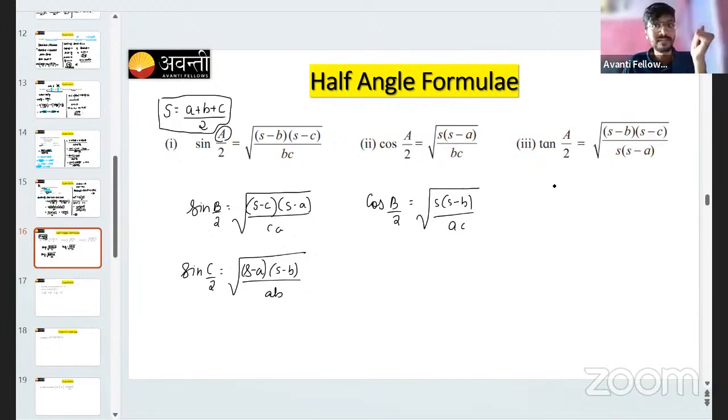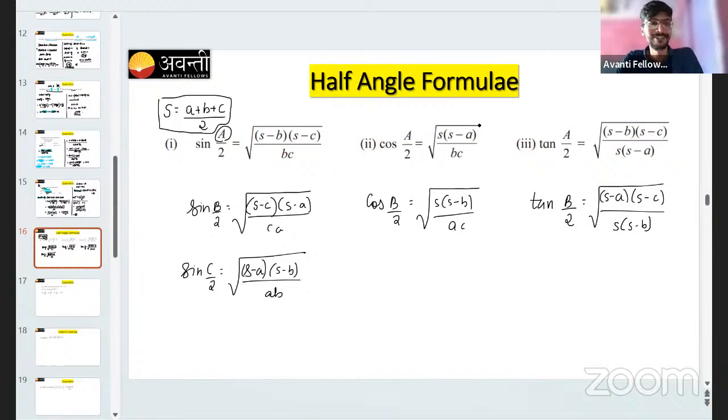And let's talk about tan A by 2. It is not necessary to remember tan A by 2, because I can get tan A by 2 by sin A by 2 upon cos A by 2. But still, if you can remember it, then it becomes faster. So by looking at this, can you tell me tan B by 2? Tan B by 2 will be under root of (S minus A) into (S minus C) upon S into (S minus B). Got it? So I hope it is clear.